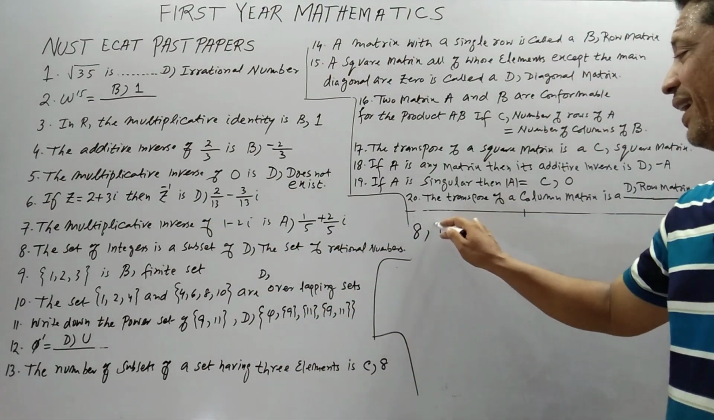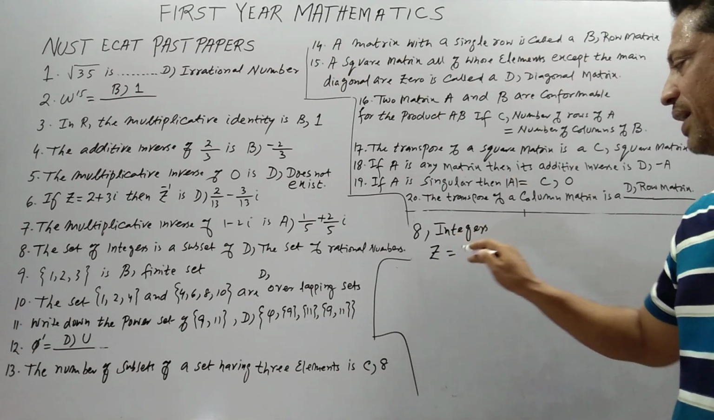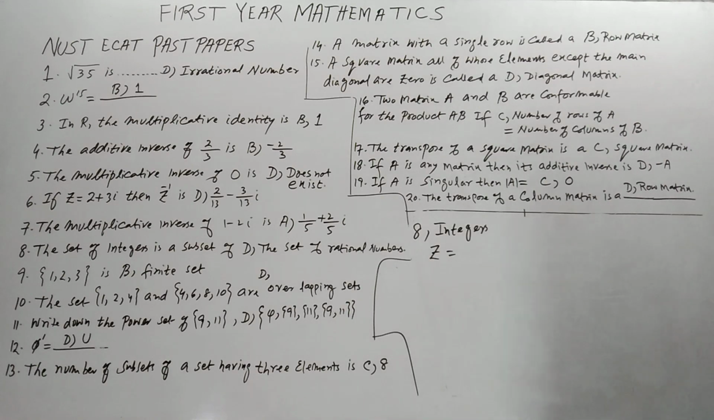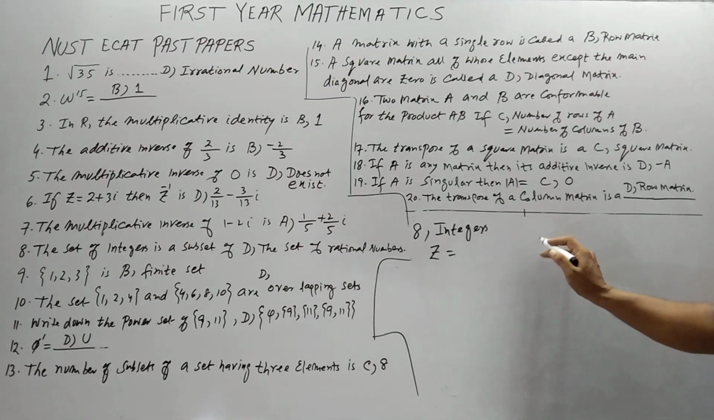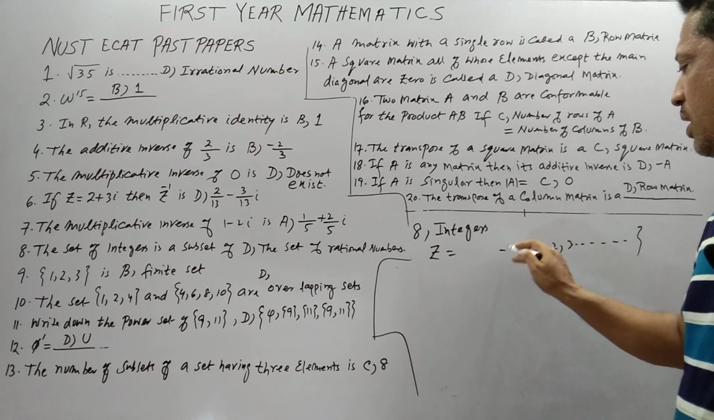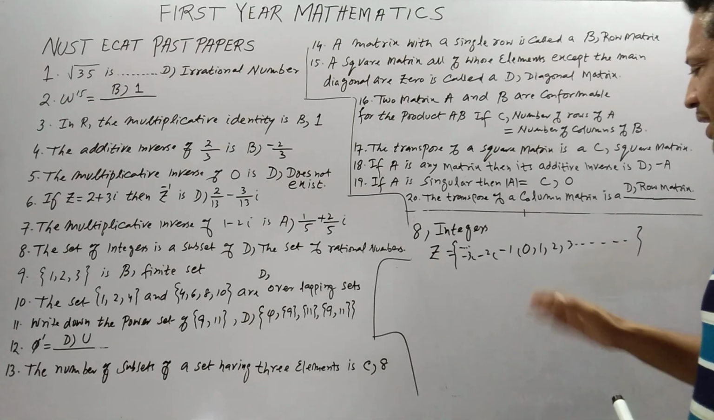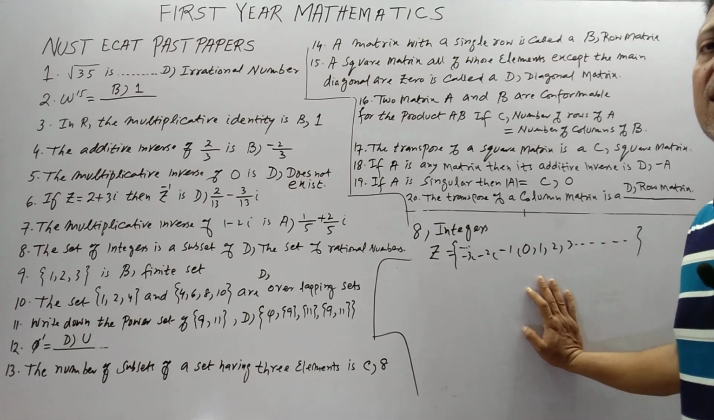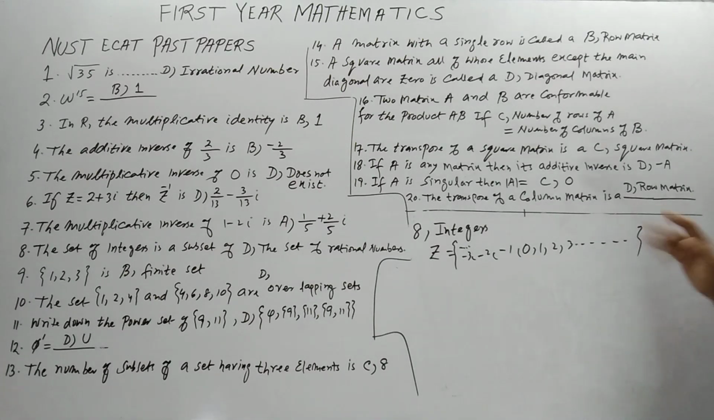Integers. What are integers? Integers are represented by a capital Z. Integers are all positive numbers, all negative numbers, including 0. So this is integer. I am writing a number line: 1, 2, 3, dash dash dash infinity, minus 1, minus 2, minus 3, dash dash dash infinity. So these are the integers. But you must know integers cannot be written in decimal form or in quotient, fraction form. Okay. So these are the integers.